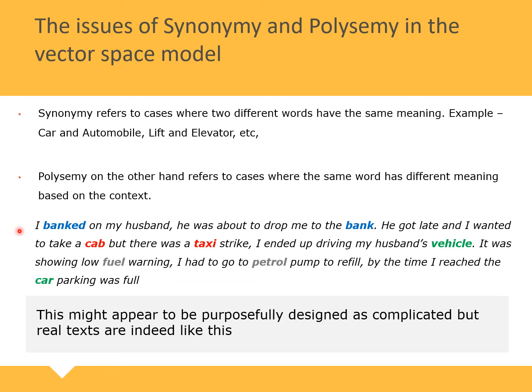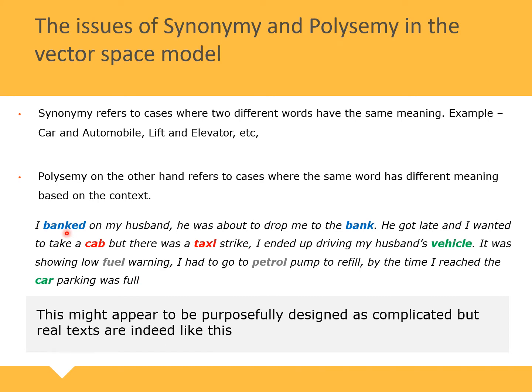So here the sentence goes like this. A lady is actually complaining about her husband, which is not an uncommon thing, by the way. "I banked on my husband. He was about to drop me to the bank. And then he got late and I wanted to take a cab, but there was a taxi strike. I ended up driving my husband's vehicle. It was showing low fuel warning. I had to go to the petrol pump to refill, and by the time I reached, the car parking was full." So if you look at the words which are colored here, you'll see a pattern.